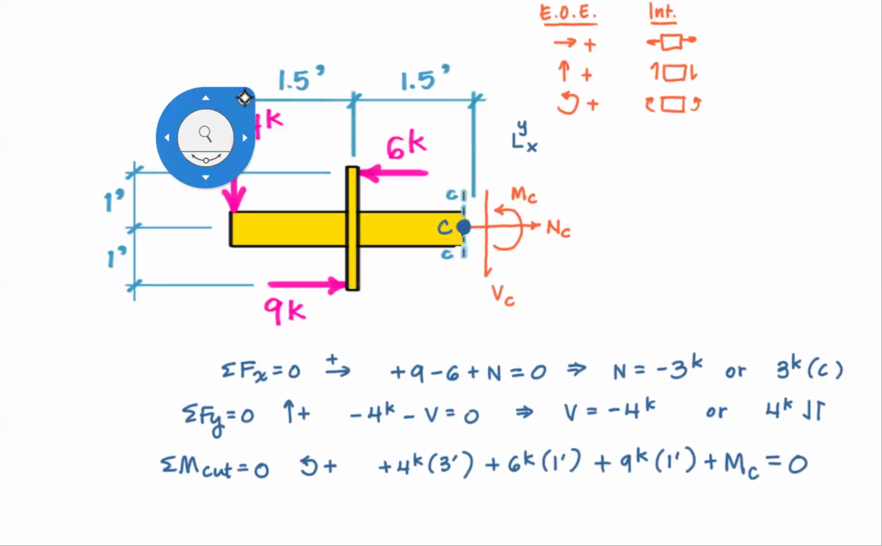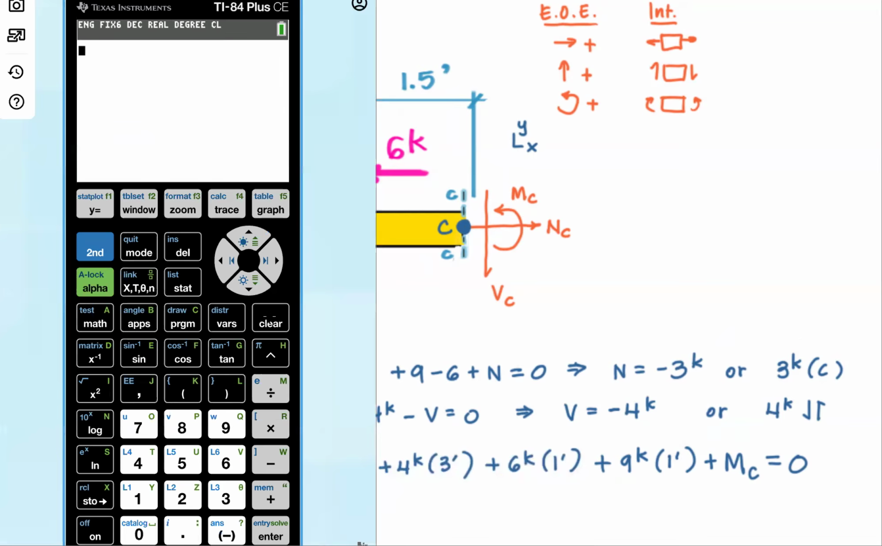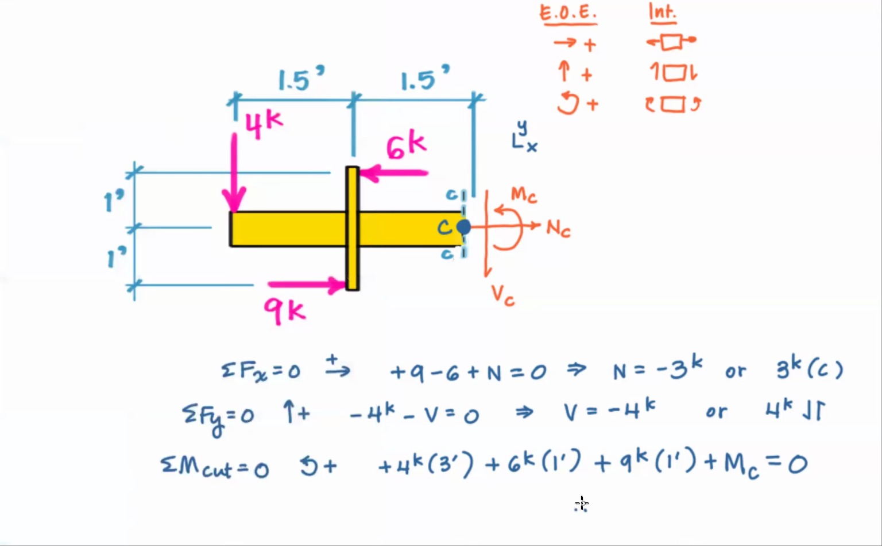Okay, so I'll run through the calculator operation for this one. So I have 4 times 3 is 12. I'm going to add that with 6 and with 9, and then move it to the right side of the equal sign to get -27 for my internal moment. To 3 sig figs, that would be 27.0. Kips times feet are my units.